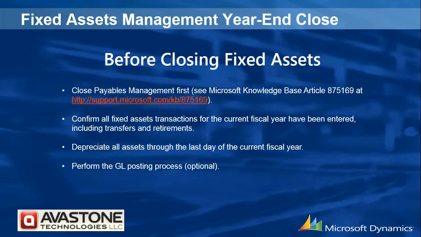Also, please confirm that all of your fixed assets have been entered for the year. That includes transfers and retirements. Be sure that you've depreciated all of your assets for the current fiscal year. If all assets are not depreciated prior to processing the year-end close, depreciation amounts would be incorrect. And make sure you have performed the GL posting process. This step is optional if you don't post fixed asset transactions to your general ledger.